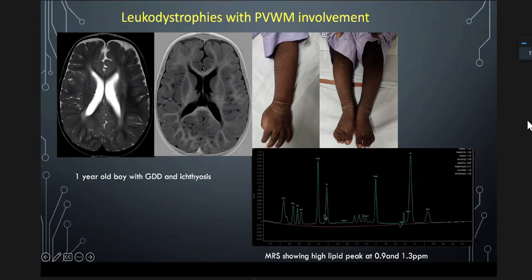Now, MRS here is extremely classical. So, on MRS, we see this large lipid peak here. There are two peaks: one at 0.9 and here we have 1.3 ppm. And remember you have to do it at both 144 as well as 35 TE. And if you see this large lipid peak, you know this is Sjogren-Larsson syndrome. So this clinical feature of ichthyosis and periventricular white matter involvement and lipid peak is Sjogren-Larsson syndrome, no other differential.